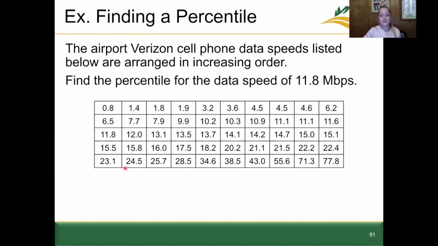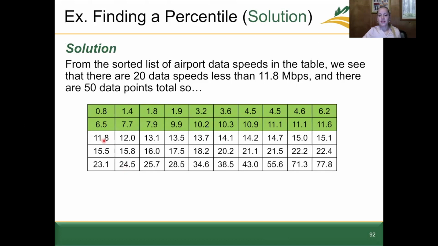Let's calculate that. So from our data table, we identify 11.8 being here. Now recall from the equation for percentile, we need to determine the number of data points less than that value of interest and the total number of data points. So here if we count, then we have 20 data speeds that are less than 11.8. Remember, we're interested in 11.8 specifically here for this example. We can also determine the number of total data points. So here we have 5 rows multiplied by 10 columns. So 5 times 10, we have 50 data points total.